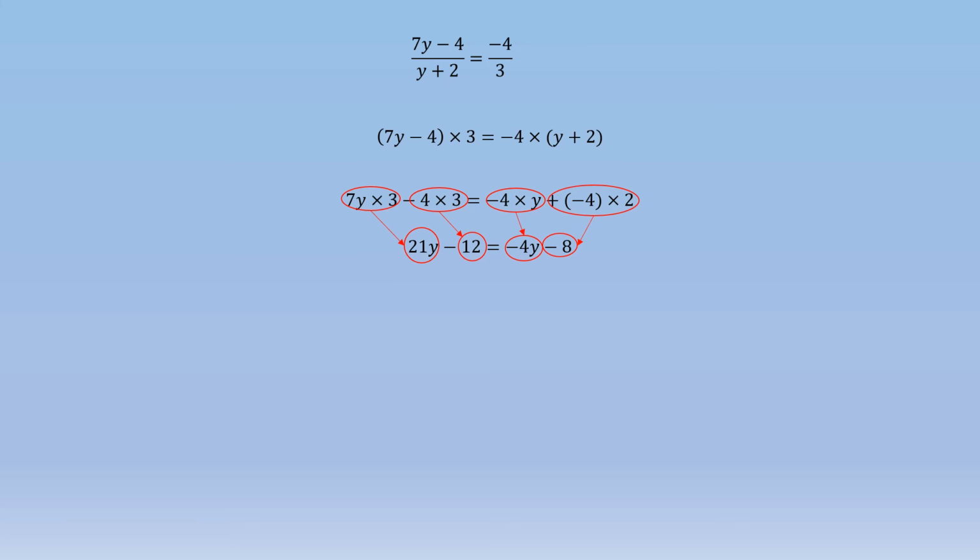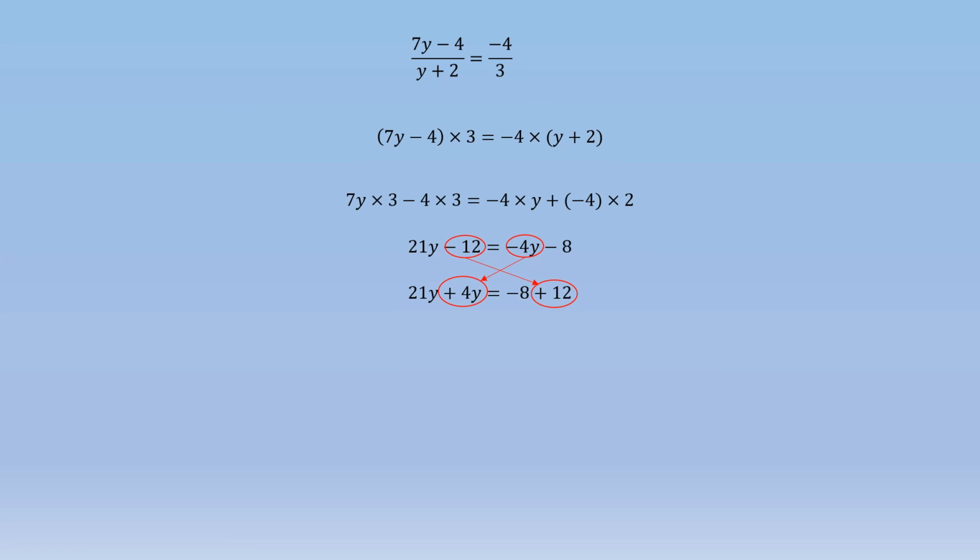So 7 times 3 is 21, we keep y as it is, 4 into 3 is 12 and we have minus in front of it, minus 4 into y is minus 4y, and plus times minus is minus, so 4 times 2 is 8. So our new equation is 21y minus 12 is equal to minus 4y minus 8. Now you know that we need to transpose the variables and the constants to the right side. So we have 21y plus 4y because it was minus 4y, so it becomes plus 4y.